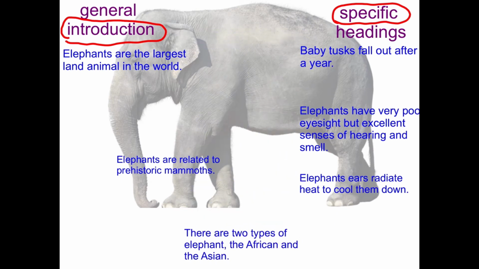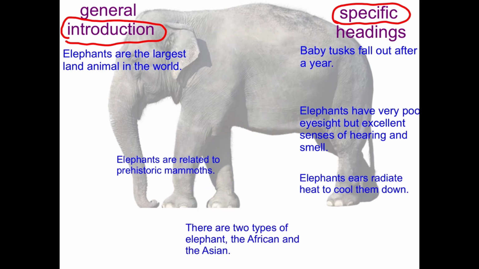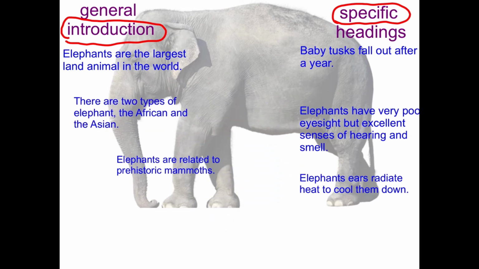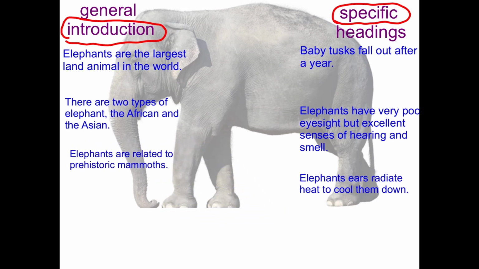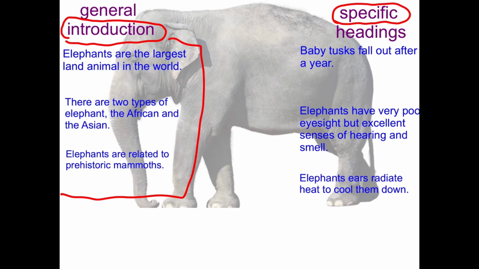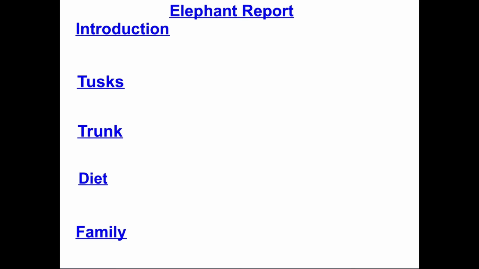There are two types of elephant, the African and the Asian. So that is a general fact. Elephants are related to prehistoric mammoths. I think that's a pretty general fact as well, isn't it? So if you were writing your report, you could start off by writing these. But these ones over here would go under separate headings, just like in your Spidergram, you'd write them in separate paragraphs of your report. So this is how you're going to lay your report out on your piece of paper.